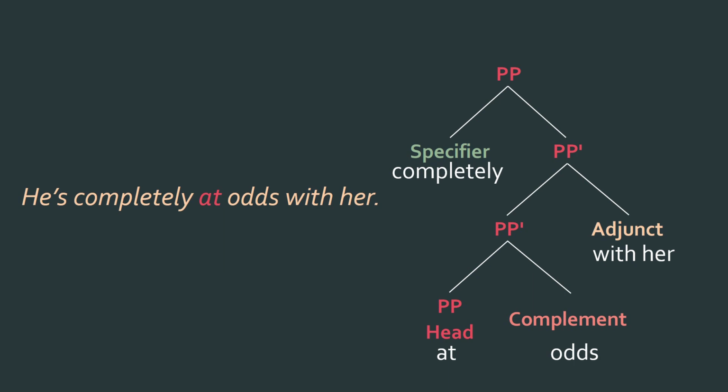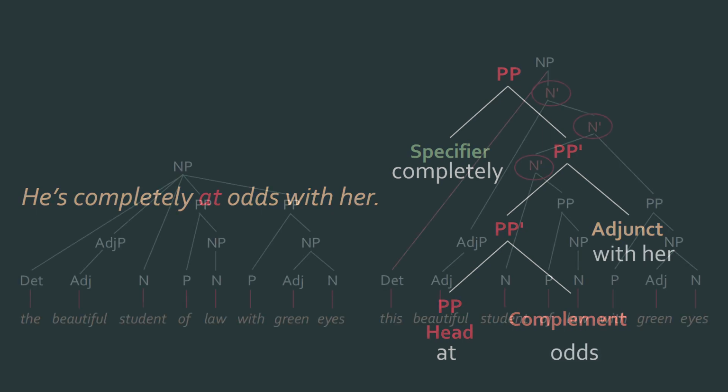He's completely at odds with her. We have a preposition phrase, completely at odds with her. The head of the preposition phrase is the preposition at. The specifier here is the adverb completely. The adjunct is the preposition phrase with her, and the complement is odds.